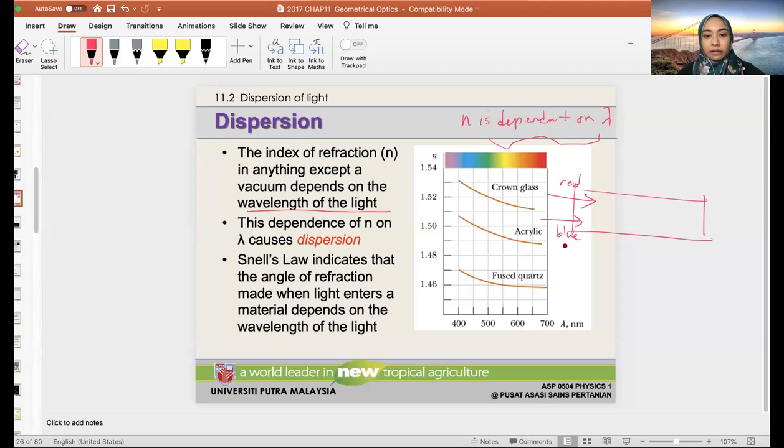So because they have different wavelengths, this special material responds differently to the light depending on the wavelength. When red light propagates in this material, the n becomes 1.5. But when blue light propagates inside this material, the n becomes 2. When this happens, it is called dispersion. The speed of light is different depending on the wavelength.